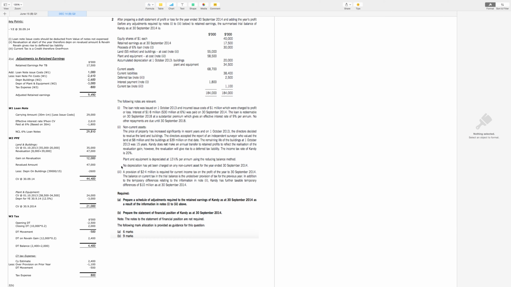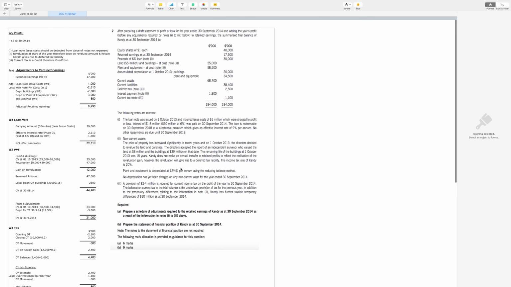Further down, we're told there's a provision of 2.4 million required for the current tax year. So this would be a provision balance in our statement of financial position under current liabilities. And we're told that there is a possible under or over provision in the trial balance, which we'll come to in a second. And Candy has a further taxable temporary differences of 10 million as at 30th of September 2014. So this is your taxable temporary difference multiplied by your tax rate gives you your deferred tax.